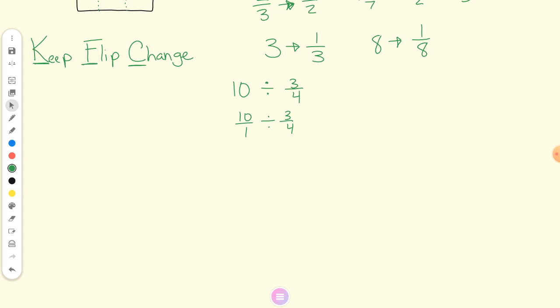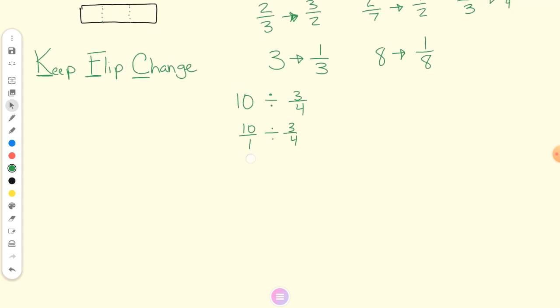What's my first number? 10 over 1, so my 10 over 1 is going to stay the same. So 10 over 1 drops down. Now, the rule says multiply by the reciprocal. What is the reciprocal of 3/4? 4/3. And it says we don't divide, we multiply by the reciprocal. So we're actually taking 10 over 1 times 4/3.